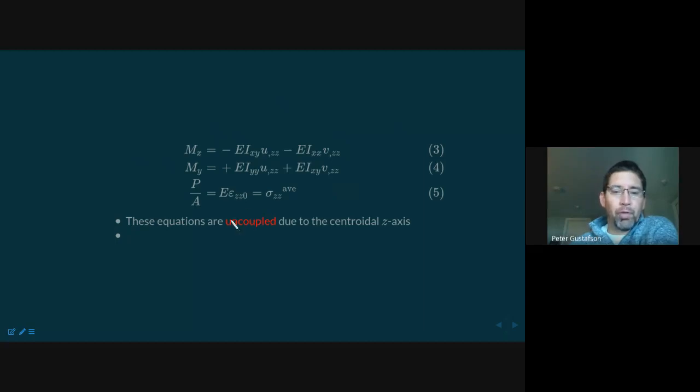Here's the really nice thing. Because we chose our centroid as our reference axis, we had additional terms that go to 0. That was ultimately the term that was related to epsilon ZZ0. It doesn't show up in the moment equations. It does show up in the axial equation, but what we're finding here is bending and axial stretch are decoupled. I'll say it again. Bending and axial deformation are decoupled in a beam if we choose that correct coordinate system, the centroidal reference line. That's a really key thing, and one of the things that makes beam calculations quite simple to do once you get used to them.